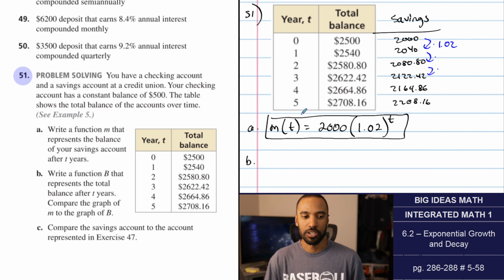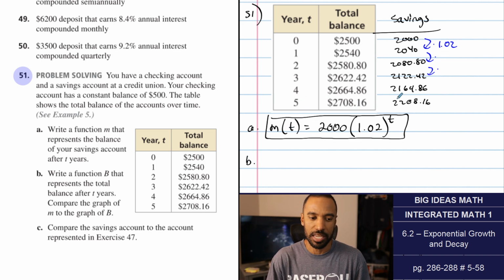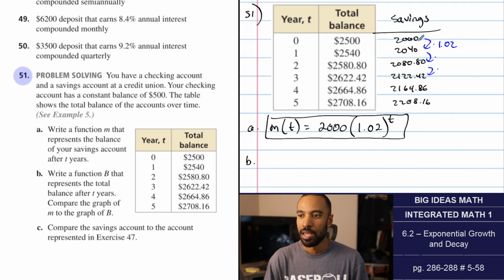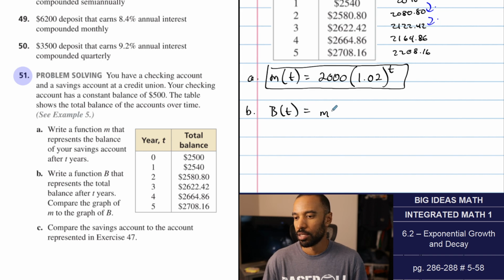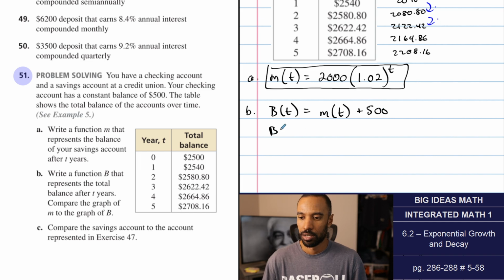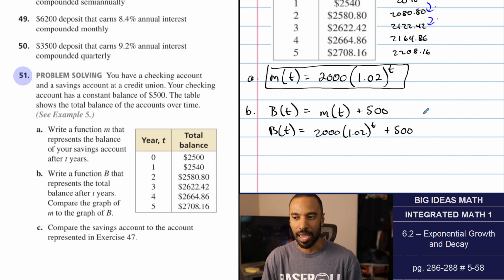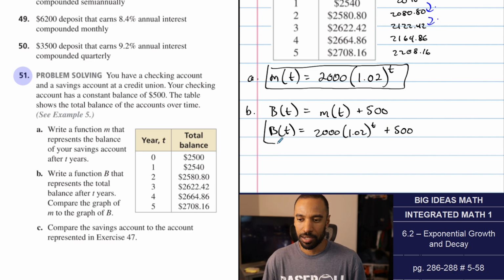Part B says write a function b that represents the total balance after t years. Compare the graph of m to the graph of b. This one, we're going to add 500 to these numbers each time. So b of t takes your m of t and adds 500. Or b, I guess for balance, is 2,000 times 1.02 to the t power plus 500. It's like ab to the x plus k, right? So there's that. We can graph these, and I'm going to use a graphing calculator for it.